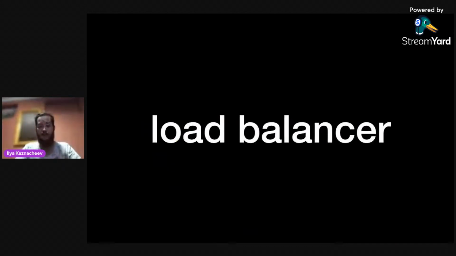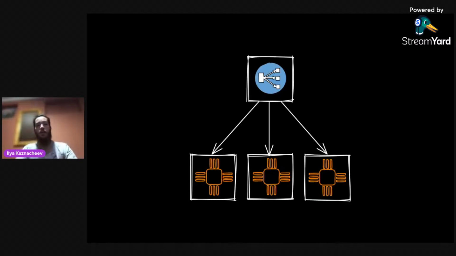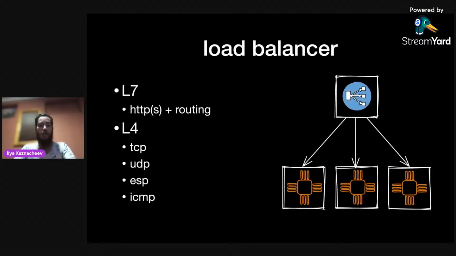Next, let's talk about the load balancer. A load balancer is a part of the virtual network which distributes the load between any hosts. That may be virtual machines or containers or some kind of functions or something else. And it normally works at either level 7 of the OSI model, HTTP plus maybe some kind of network routing, or L4 with protocols like TCP, UDP, etc.